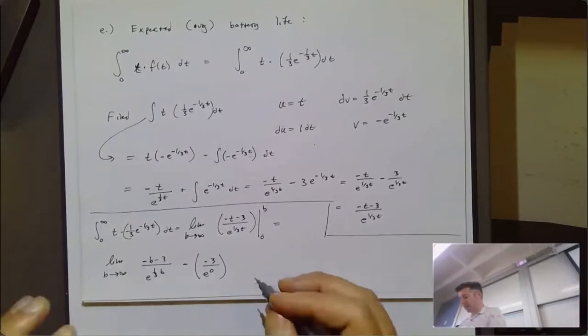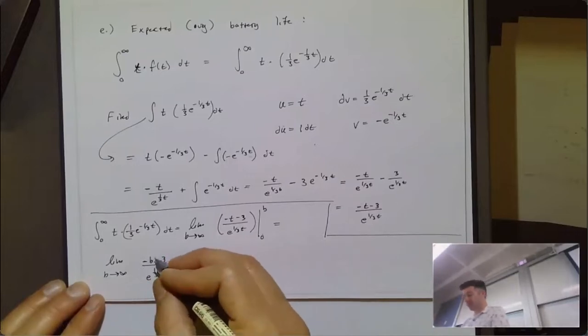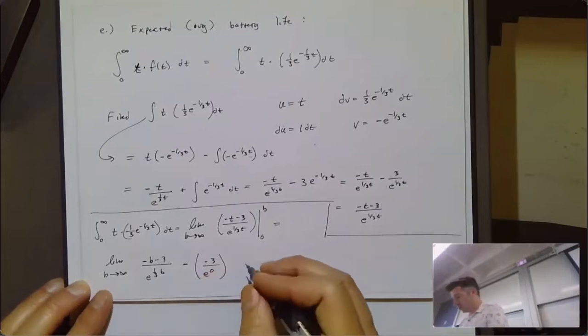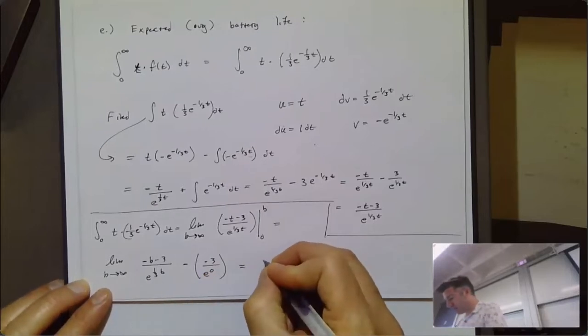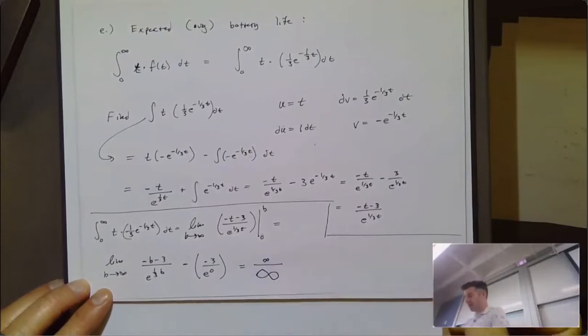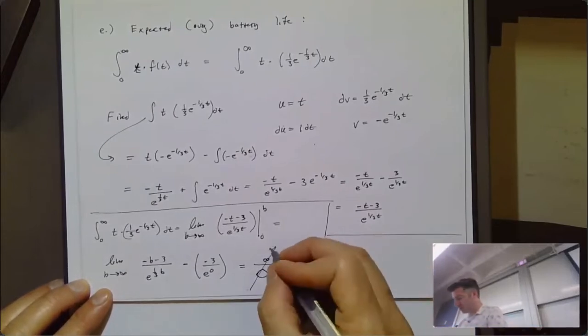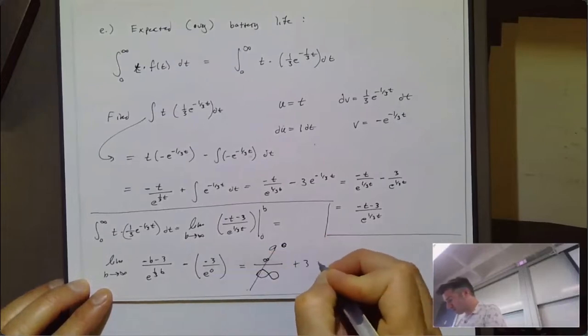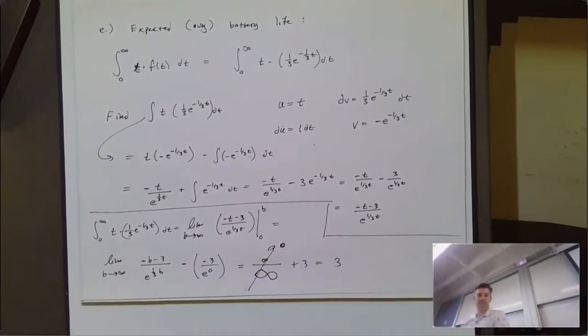So I have something that's getting bigger, but something that's really getting bigger. This fraction is going to get smaller and smaller and smaller. So I'm seeing this as a tiny infinity over a much larger infinity. And that's going to go to 0. Plus 3. So the average battery life is 3 years.